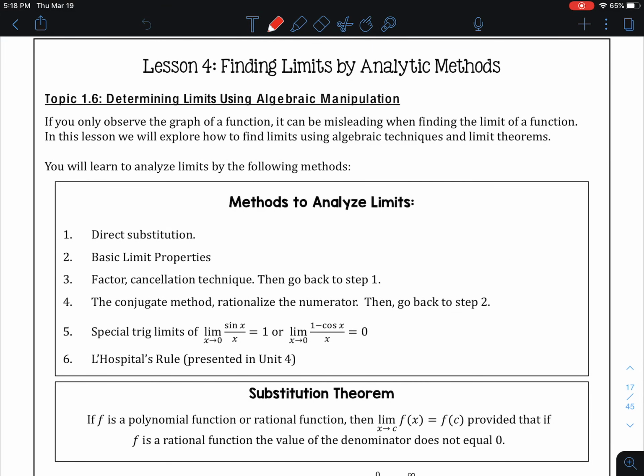Hi guys. This week for your lessons, we're going to be focused on Lesson 4, Finding Limits by Analytical Method.